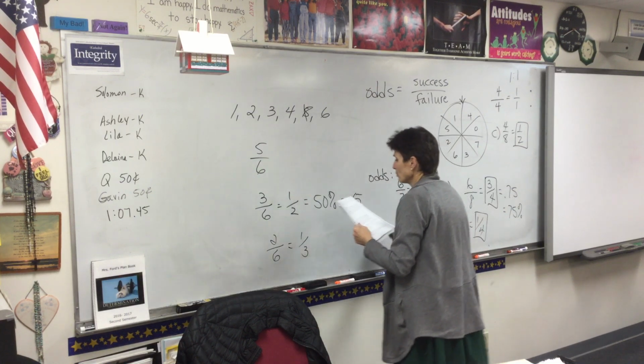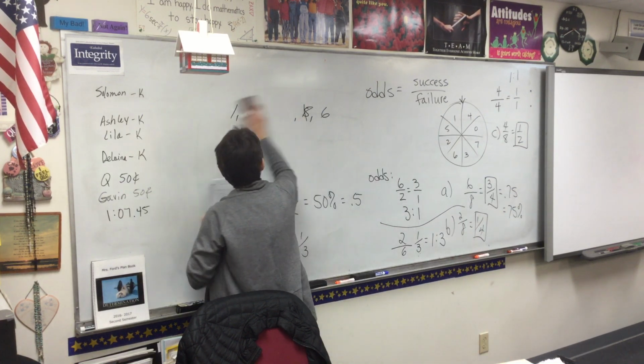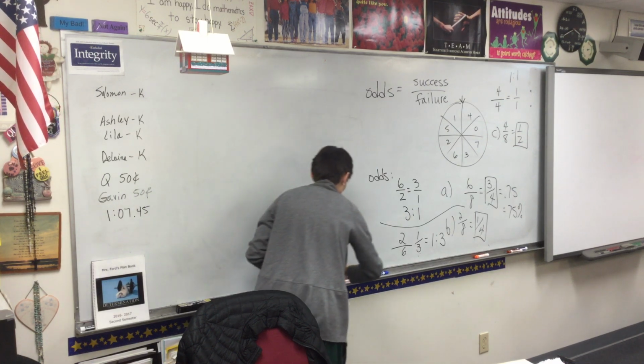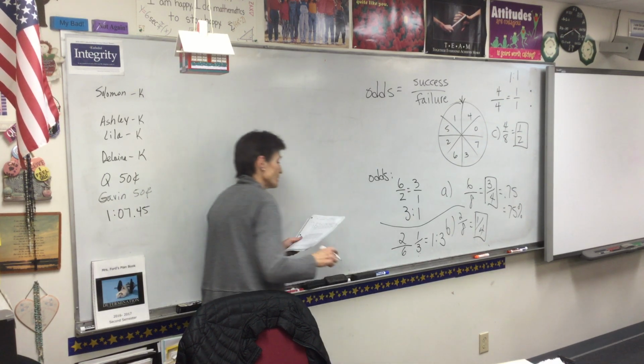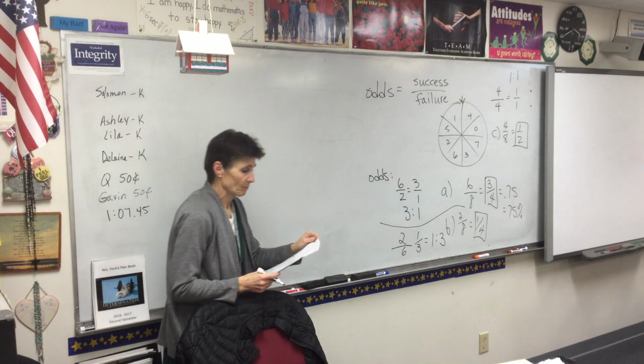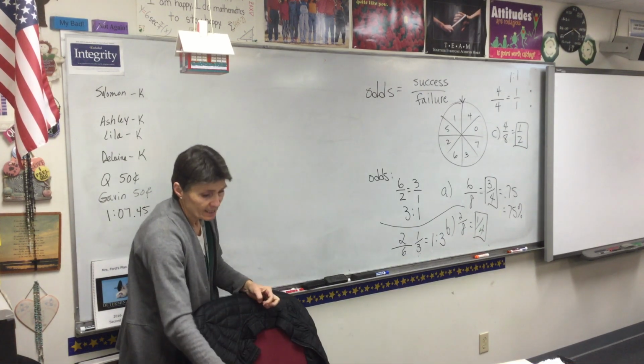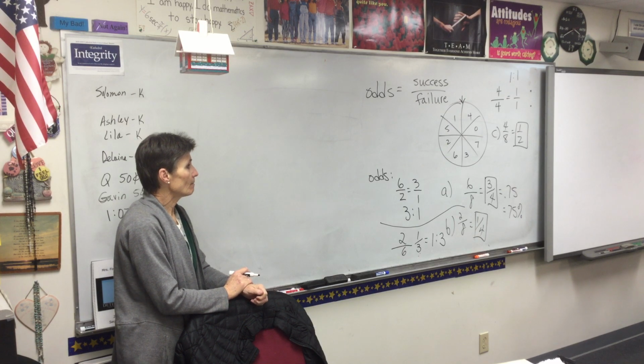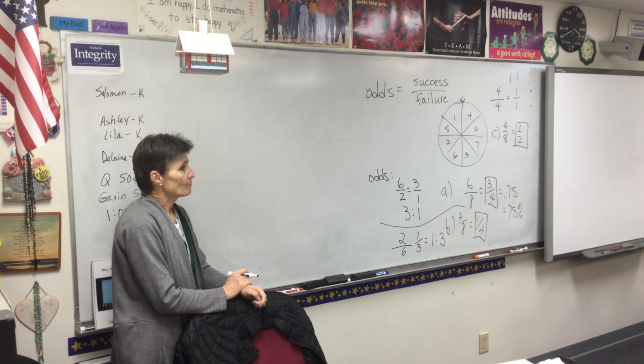All right, number 3. A coin is flipped 14 times. What is the expected number of heads? I heard somebody say 7. Tell me how you got 7. Hannah?